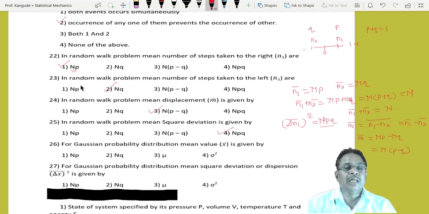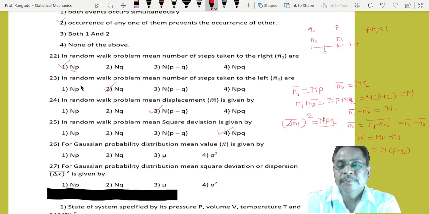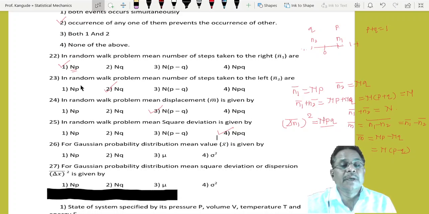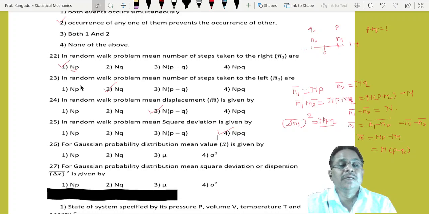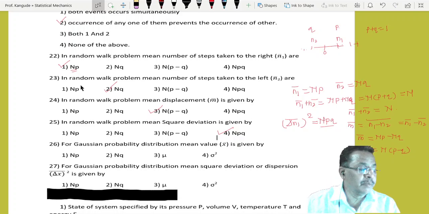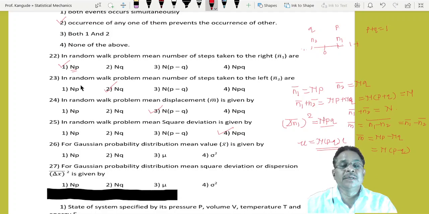Then for the Gaussian probability distribution, the mean value of x is given by, as we have seen earlier, np is n1 bar and nq is n2 bar, and this mu is defined as, if you remember from the theory, mu is given by capital N into p minus q into small l. So this quantity is called the mean value of x bar. So for question number 26, the correct answer is mu.